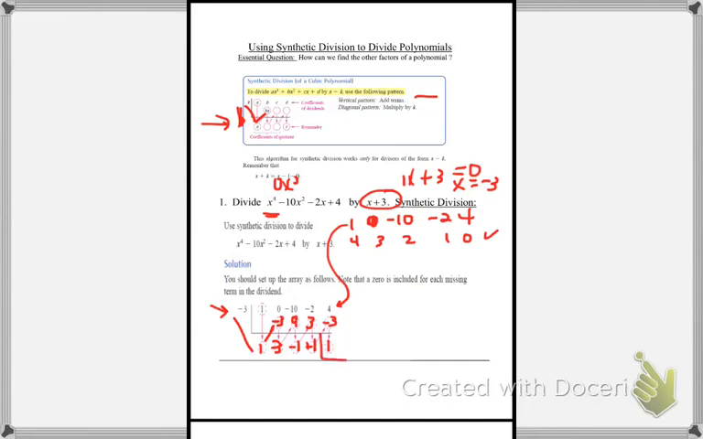Now, this last one, box this off. This is your remainder. If your remainder equals 0, then you have a factor. If your remainder is not equal to 0, this was not a factor. And we have a remainder. So to pull out, these are the coefficients of your answer.